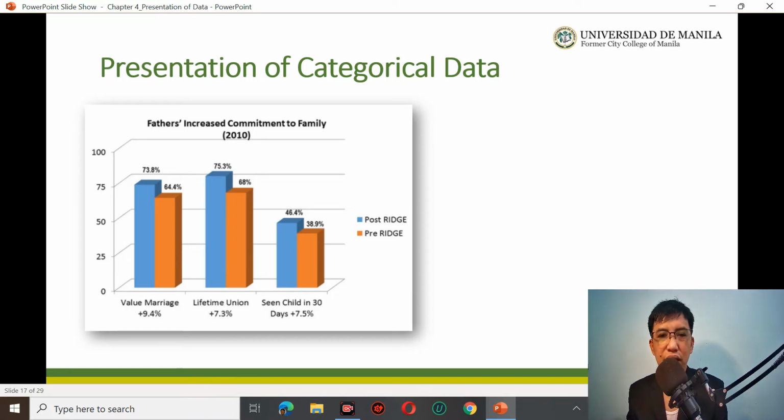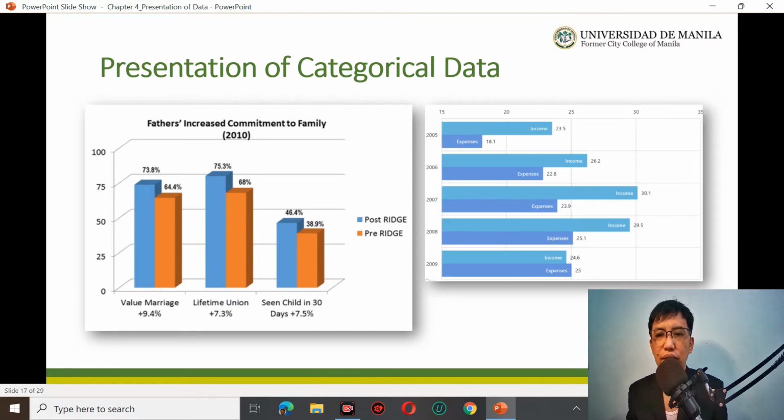Okay? Dalawa. So nakita niyo naman dito yung kanyang legend. The blue one is the post-ridge while the orange one is the pre-ridge. Okay? Kita ninyo. Mas mataas yung post-ridge compared to pre-ridge. Then we also have the horizontal clustered bar chart.